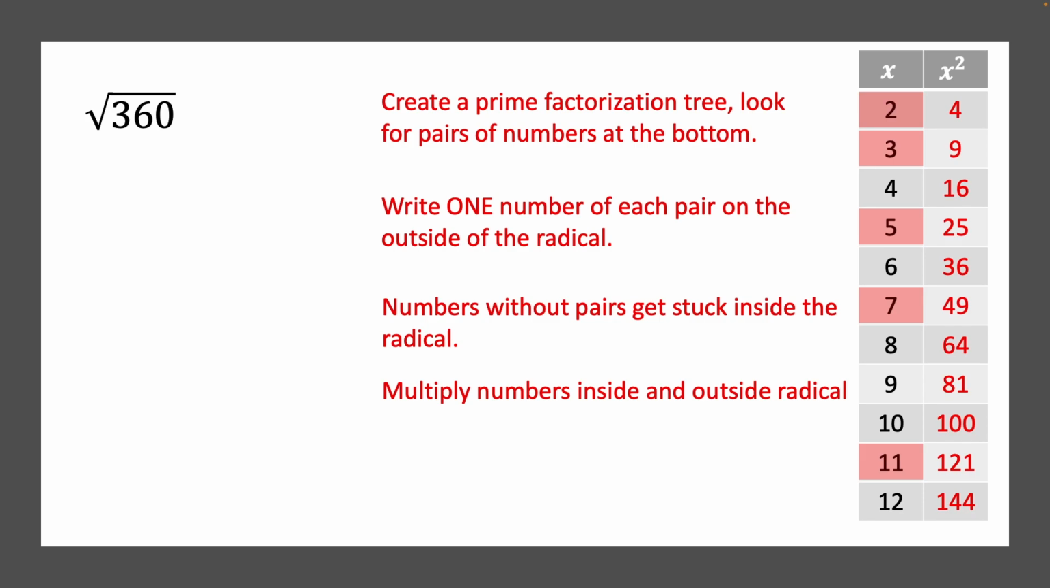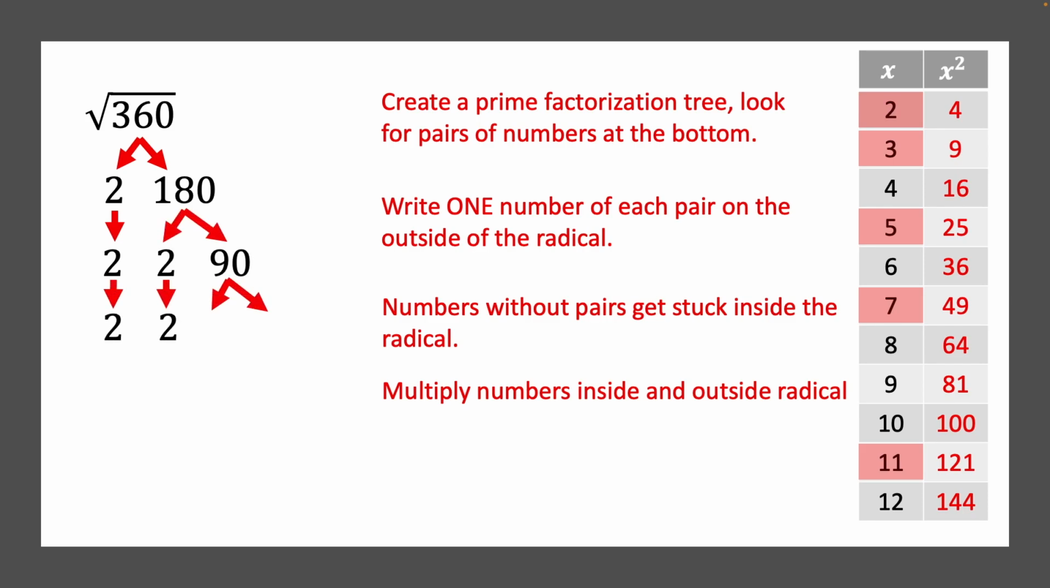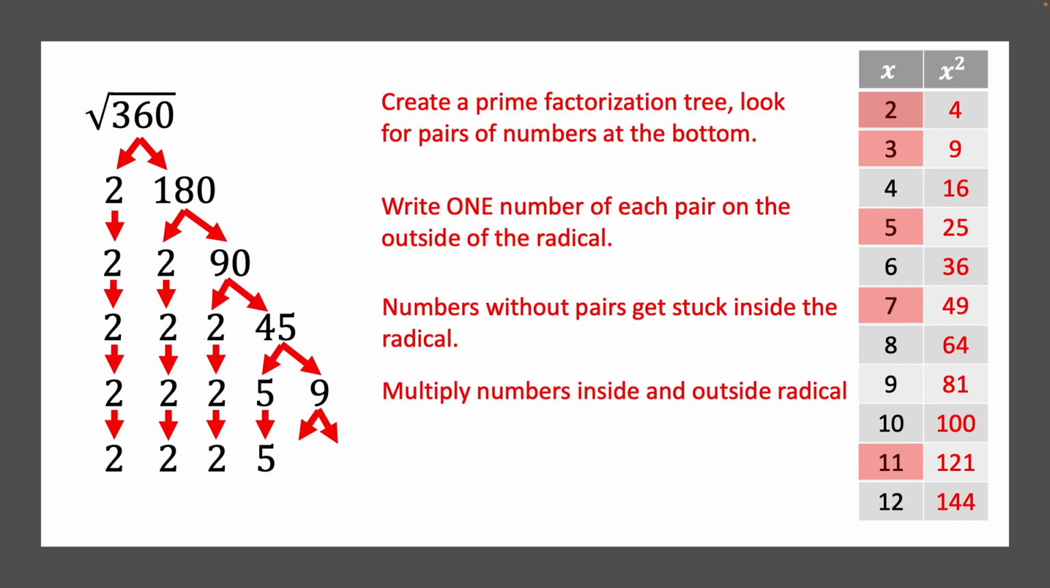All right, how did you do? Well, here's one way you could have done it. 360 is 2 times 180. Keep the 2. 180 is 2 times 90. Keep the 2s. 90 is 2 times 45. Keep the 2s. 45 is 5 times 9. Keep the 2s and the 5, those are all prime numbers, and 9 splits up into 3 times 3.